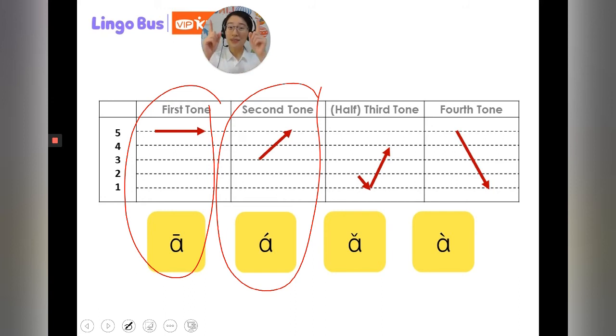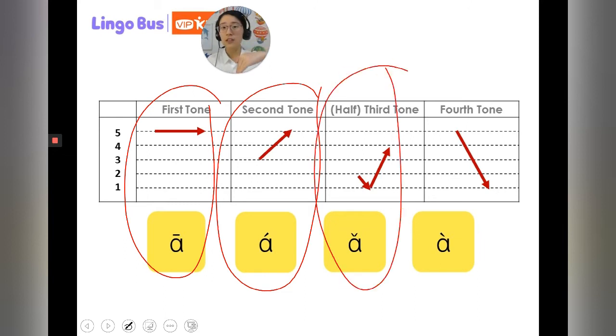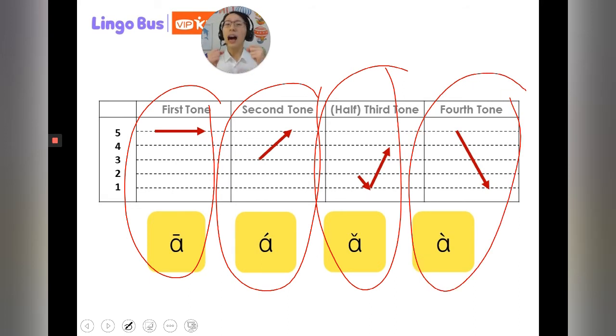The second tone is going up. The third tone in Chinese goes down first and then rises up. Can you have a try? Great. The last one is the falling tone. It goes down. Have a try. Great. So in Chinese, we have 4 tones.